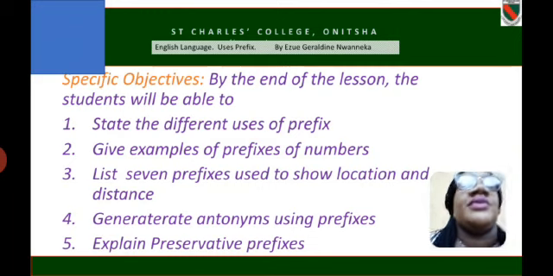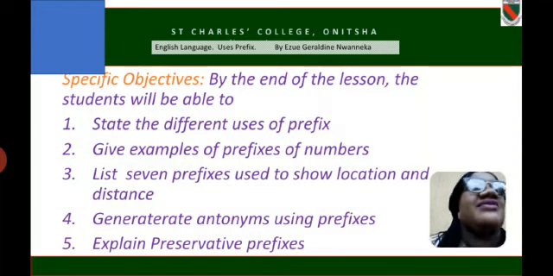2. Give examples of prefix of numbers. 3. List 7 prefixes used to show location and distance. 4. Generate antonyms using prefixes. And lastly, explain what we mean by preservative prefixes.